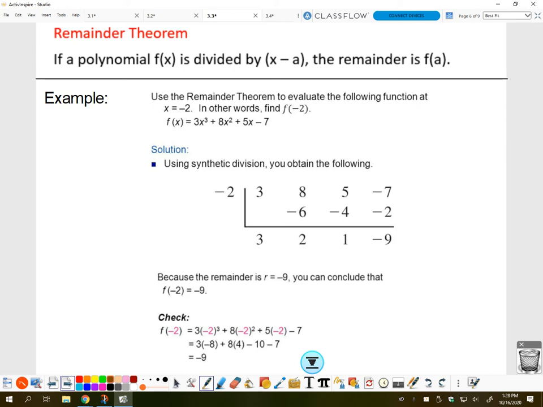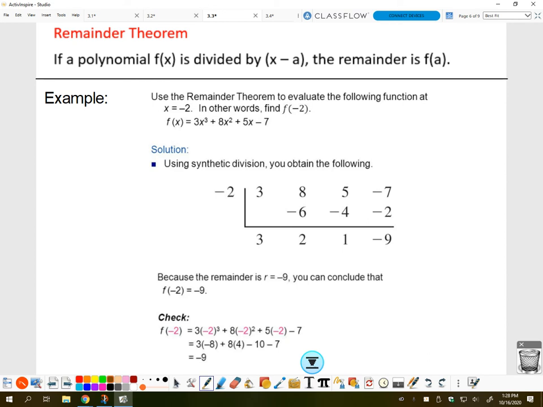So, looking at what's here. If we're told to use the remainder theorem to evaluate a function at a given value, you're just going to do synthetic division. They gave you a value, not a factor, so you don't change the sign. If they give you a number, you use that number.